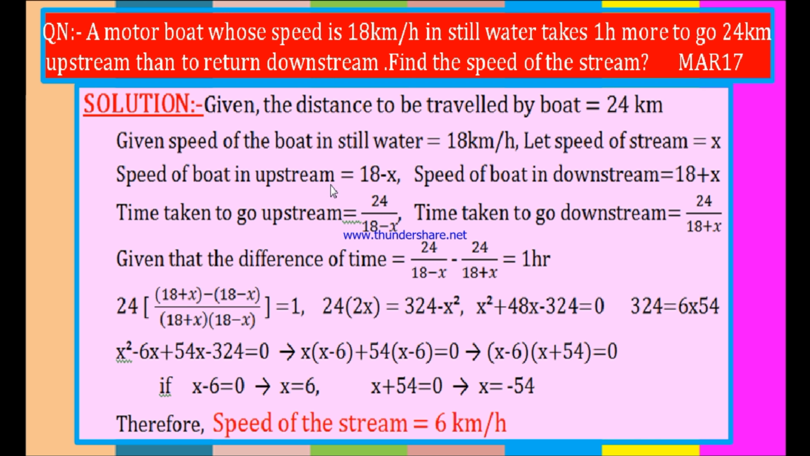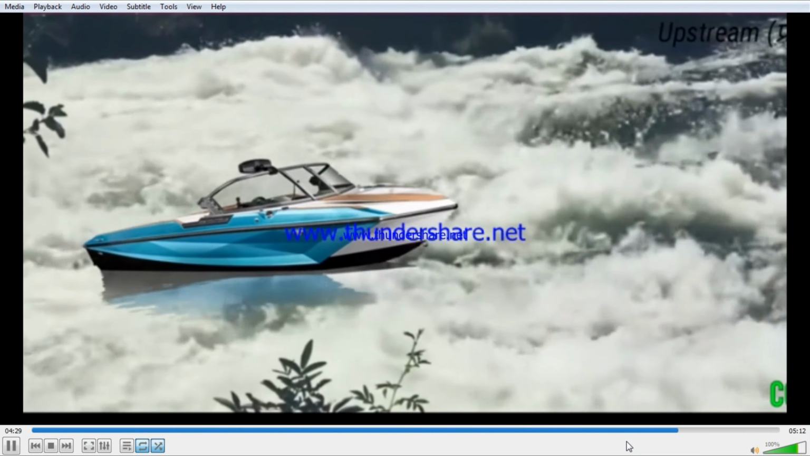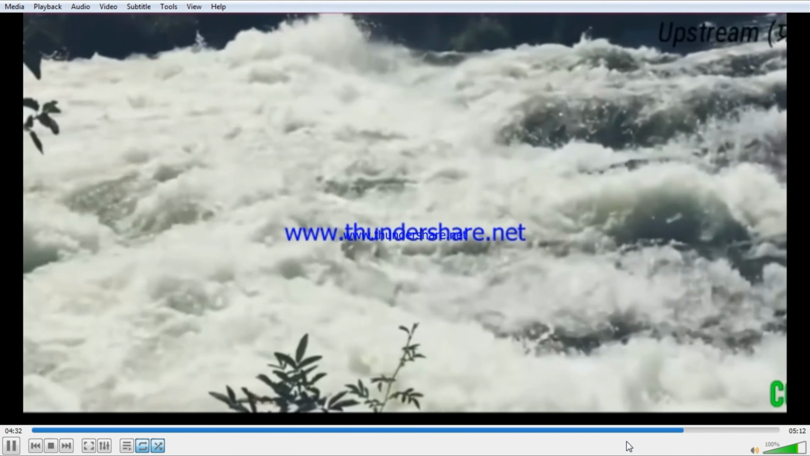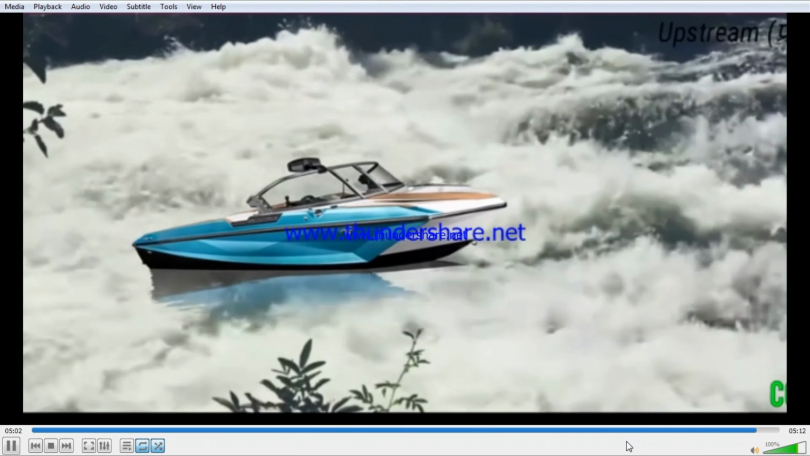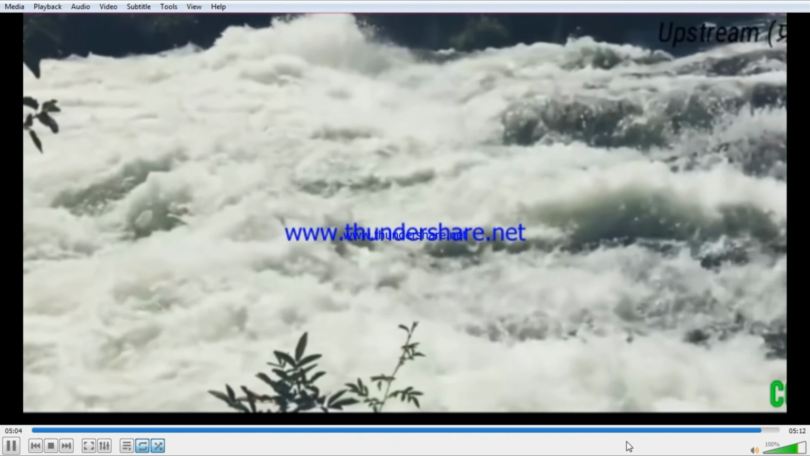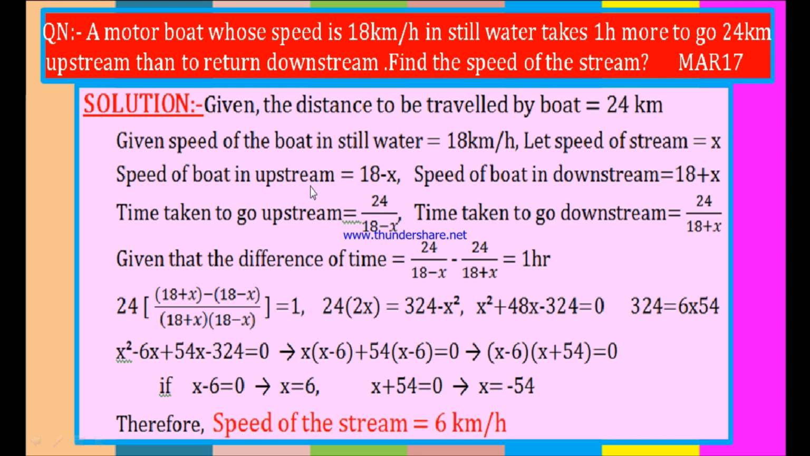Upstream means it should go in the opposite direction to the flow of the water. Now you see, the boat is traveling in the opposite direction. The boat is traveling upstream with less speed. Since it goes in opposite directions, the relative speed is nothing but the difference of the speeds. That is 18 minus x. Since it is traveling in the opposite direction to the flow of the water, the speed decreases. That is 18 minus x kilometers per hour is the speed of the boat in upstream.